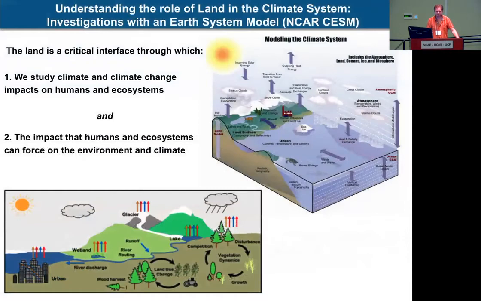Dave put this slide up yesterday, and I really like this slide because it shows why we think about the land and what's important about land use and land cover change. The land is this critical interface where we're studying both climate and climate change impacts on humans and all the activities that they do, as well as natural ecosystems, like terrestrial ecosystems. But as we change the property and nature of the land, the fluxes and the hydrology of the land surface, we have impacts back on both ecosystems, but also on the larger environment and climate.